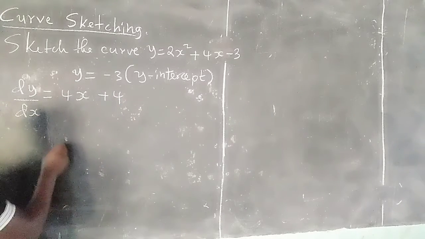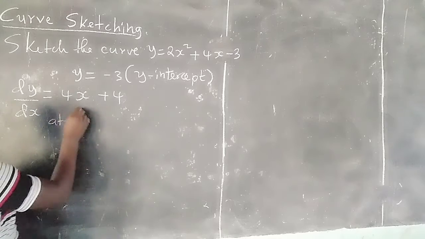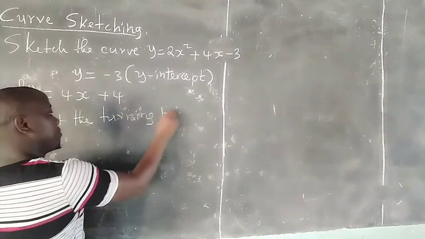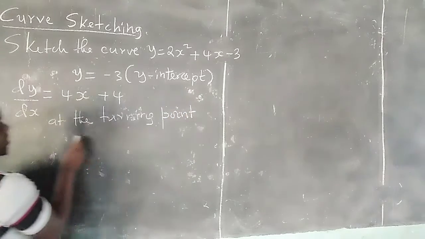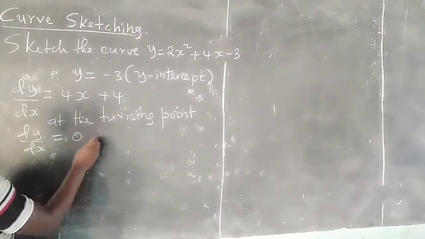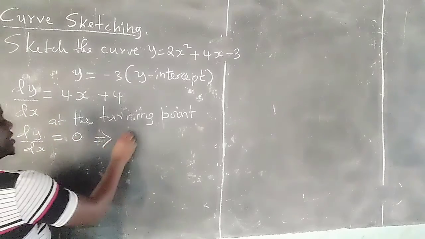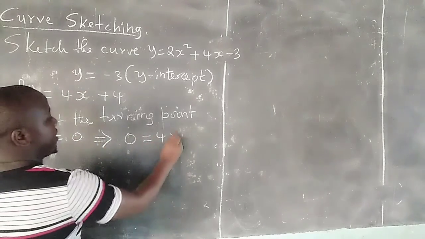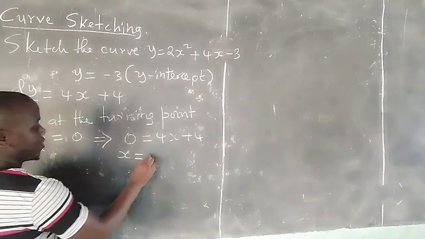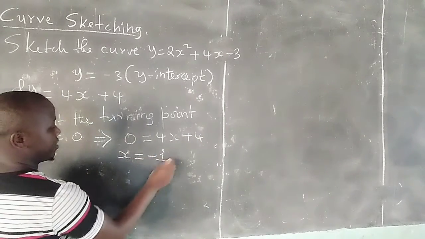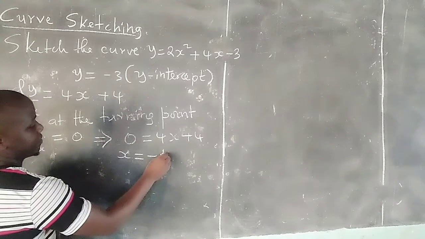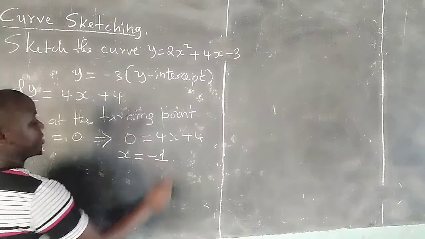We know that at the turning point, the gradient dy/dx equals 0. This implies that 4x plus 4 equals 0, so x will be negative 1.